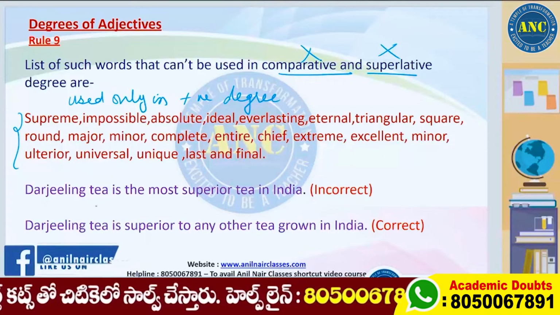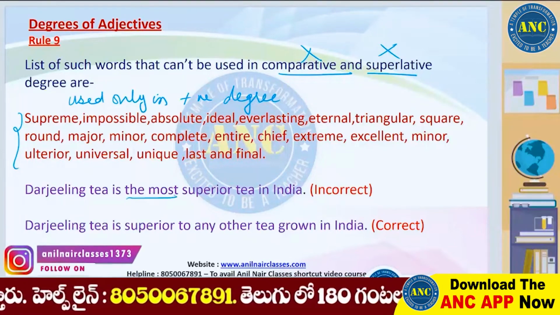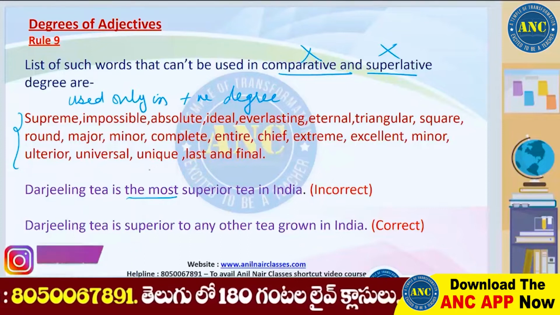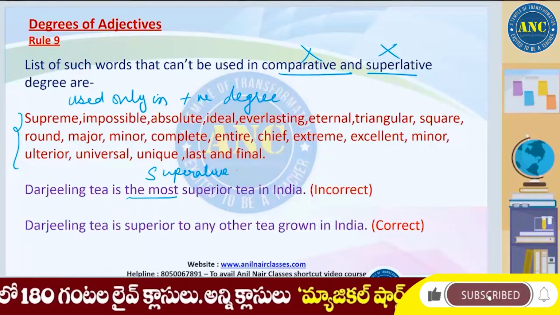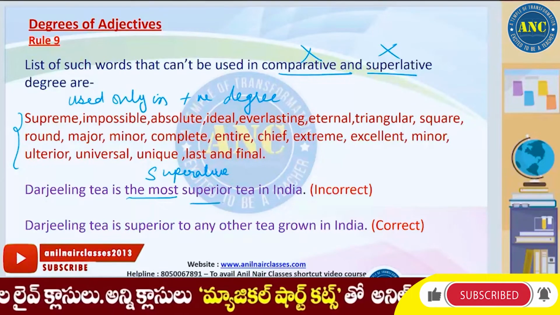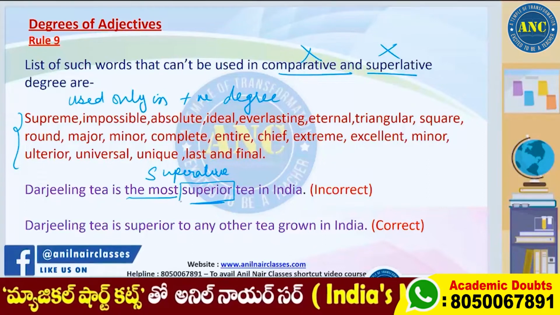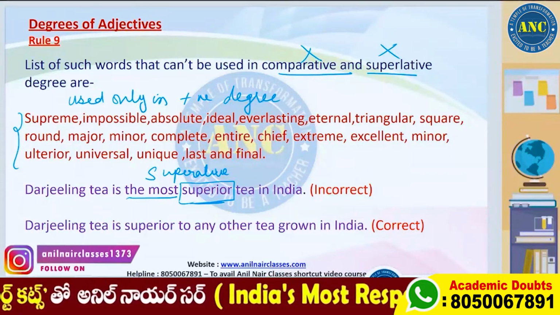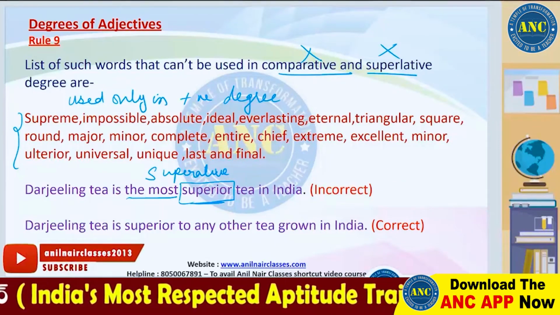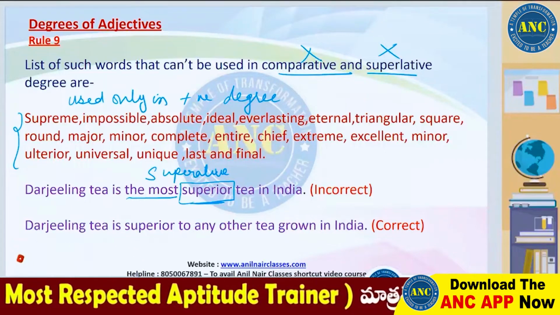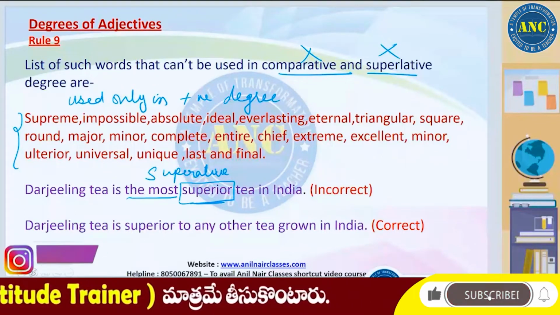See the example. Darjeeling tea is the most superior tea in India. Now here the most is making the word superior a superlative degree. And we already know that we cannot use these words in the comparative and the superlative degree. Only the positive degree superior is fine, right? Superior itself means the highest form. So we don't need any comparative or superlative degree for that. The correct version will be: Darjeeling tea is superior to any other tea grown in India. Let's move ahead to the next slide.